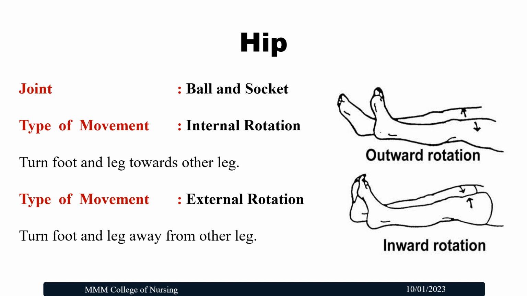Sixth movement is internal rotation, or it can be called inward rotation. It will be performed by turning the foot and leg towards the other leg. Seventh one is external rotation or outward rotation. It can be performed by turning the foot and leg away from the other leg.